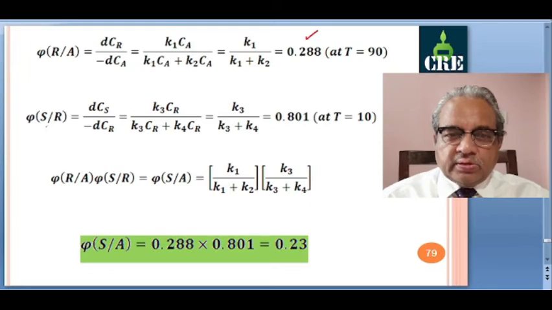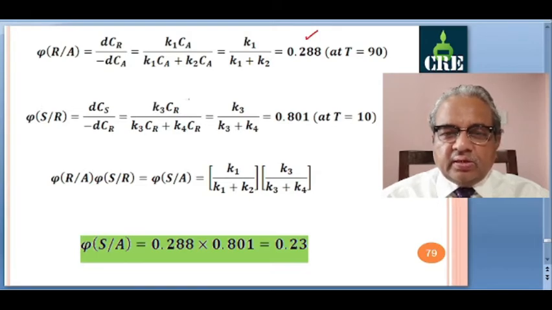Similarly, second, S by R. Here we want more R. In the second reaction we want more S. So dCs by minus dCr is again K3Cr divided by K3Cr plus K4Cr. And Cr, you take out common, it cancels out. K3 by K3 plus K4 gives you the value of 0.801 at 10 degrees. Okay.